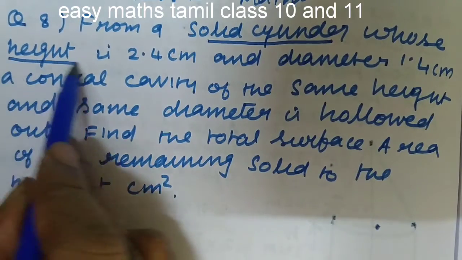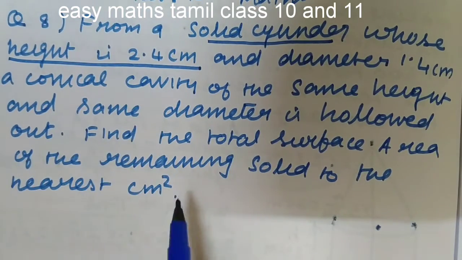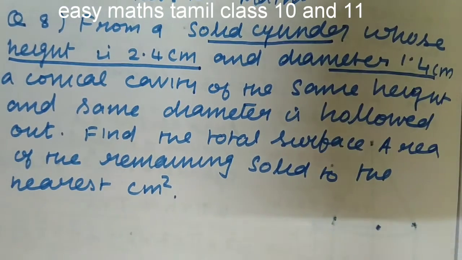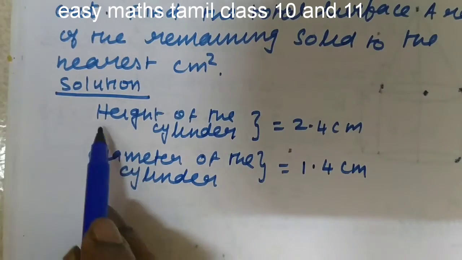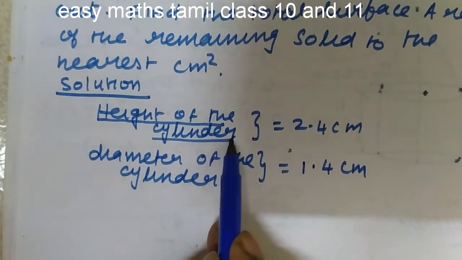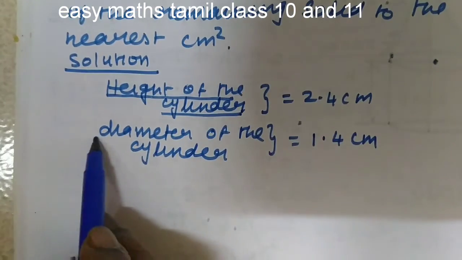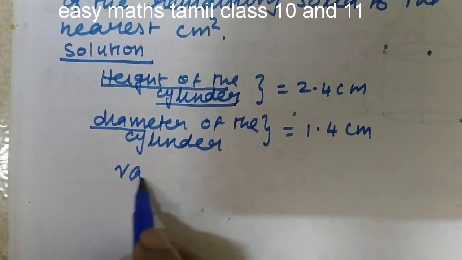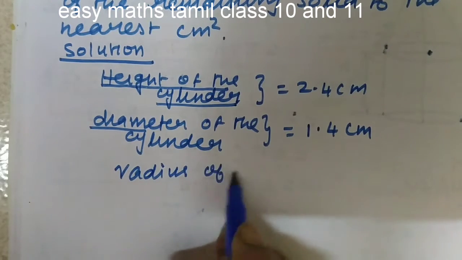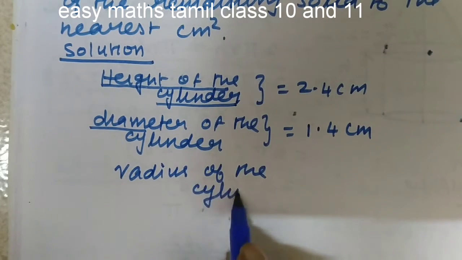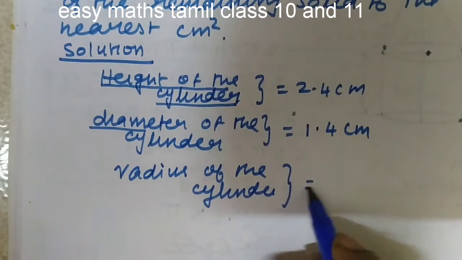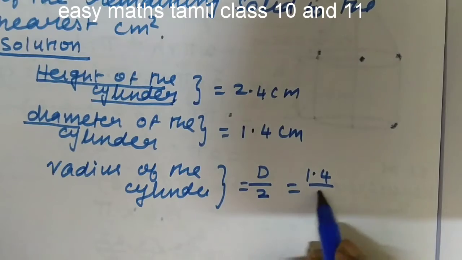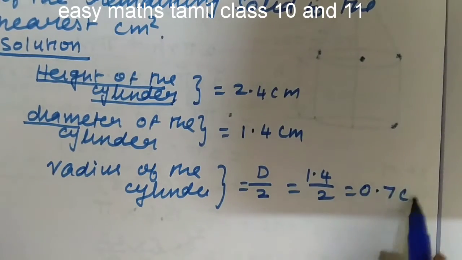Cylinder whose height is 2.4 cm. Height of the cylinder is 2.4 cm and its diameter is 1.4 cm, both given. Now we have to calculate the radius of the cylinder. Radius is D by 2. Diameter value is 1.4, 1.4 by 2 is 0.7 centimeter.